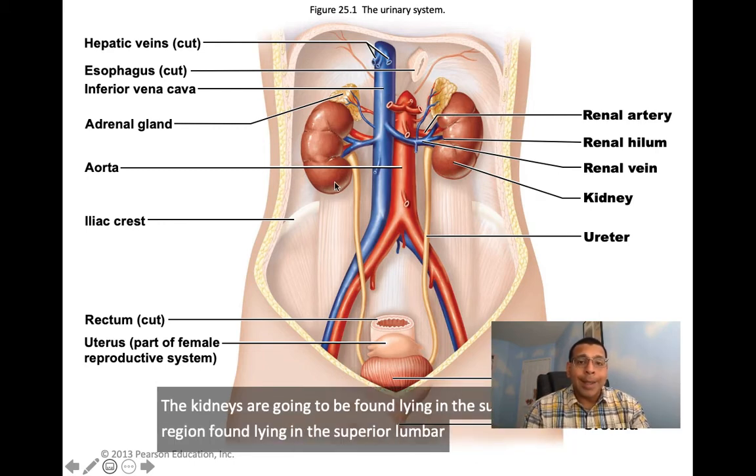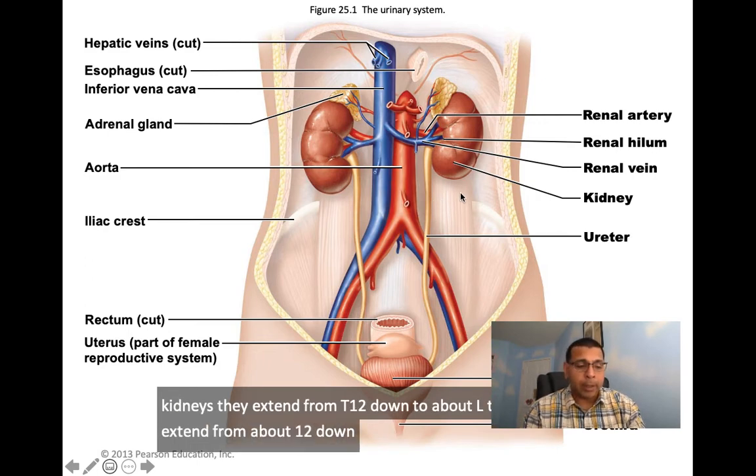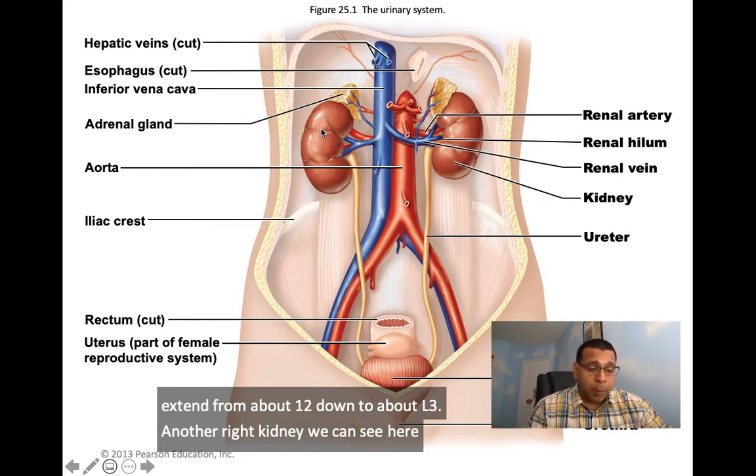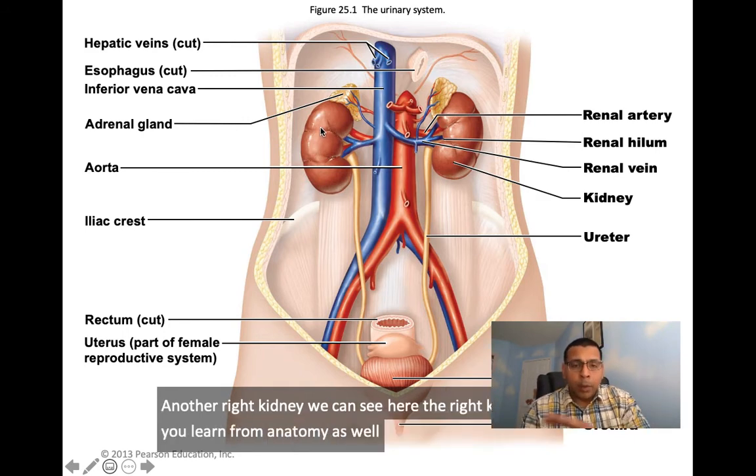Now the kidneys extend from about T12 down to about L3. Now the right kidney we can see here. The right kidney, I'm sure you learned from anatomy as well, okay? The right kidney, we'll just review this.